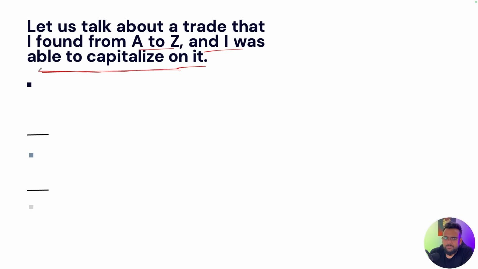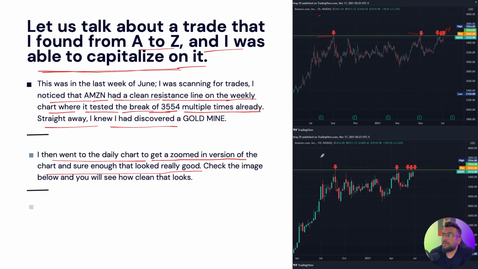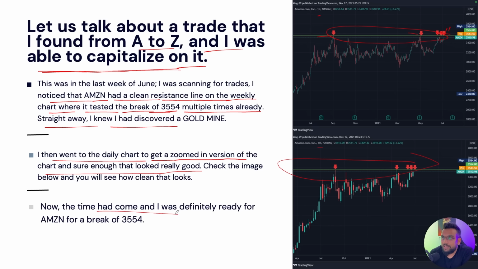I then went to the daily chart to get a zoomed-in version of what's happening, just to see a little bit better. On the daily chart, it looked like this. Daily chart, weekly chart, man, I'm like, god damn, this really looks clean. You see what I'm saying? This really does look clean. Now the time had come. I was very, very ready for Amazon to make a big move above this 35.54. I knew if that breaks towards the upside, I'm going to make a nice move up.